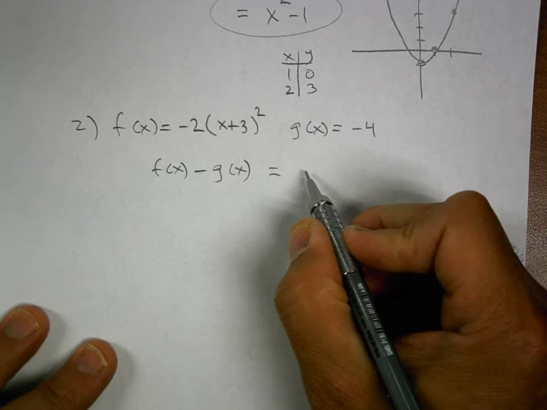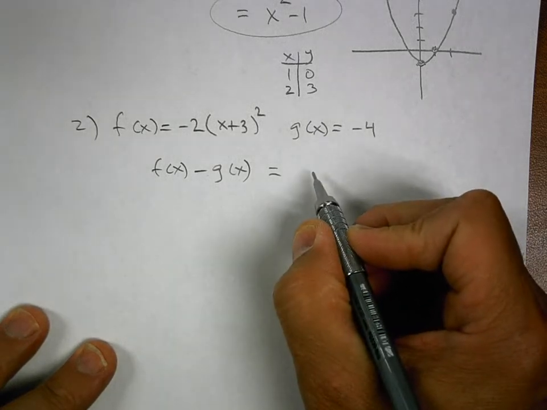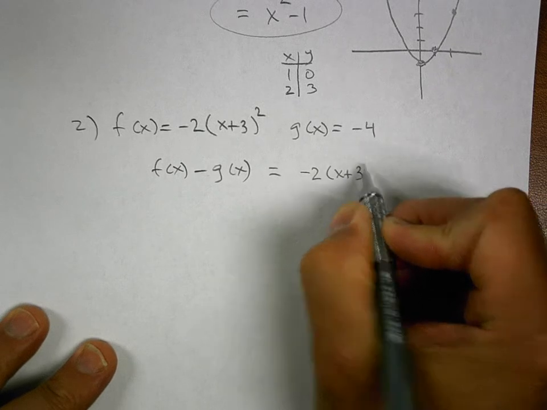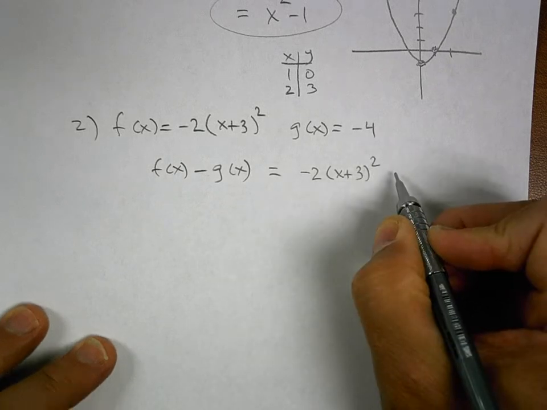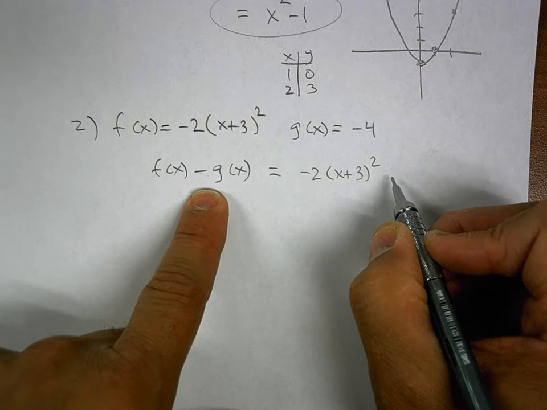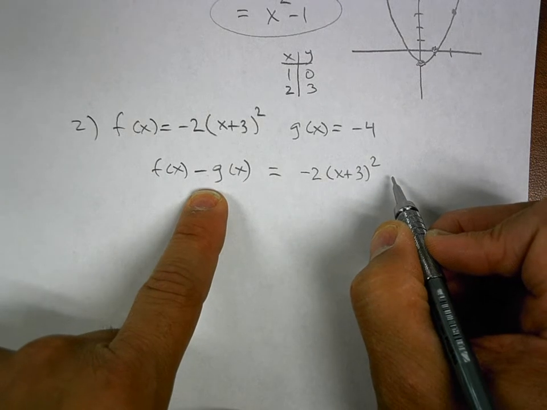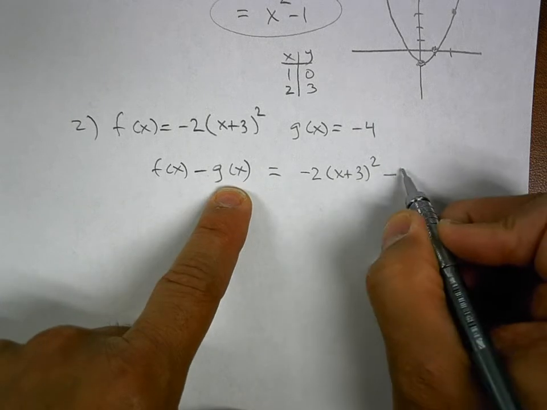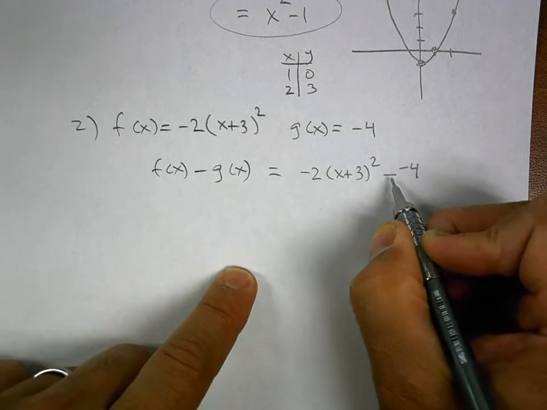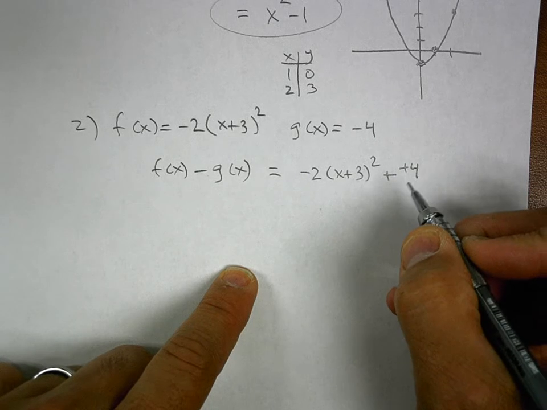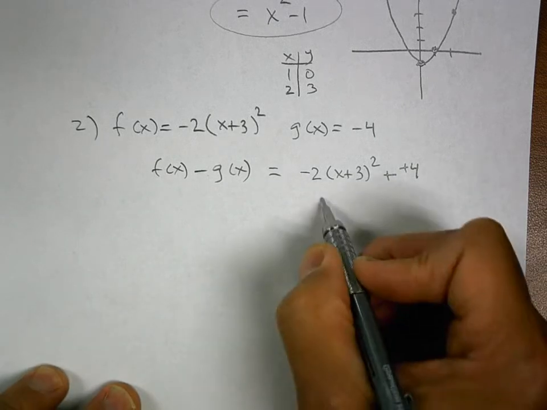Okay, f of x minus g of x. Let's start writing it. f of x, negative 2 times (x plus 3) squared. So what do I write now? Good, it's really going to be plus 4, right? Because it's minus, I'll write it though: minus g of x, which happens to be negative 4. And what's minus a negative? That's plus. Nice and easy. All right, so we can sketch this.